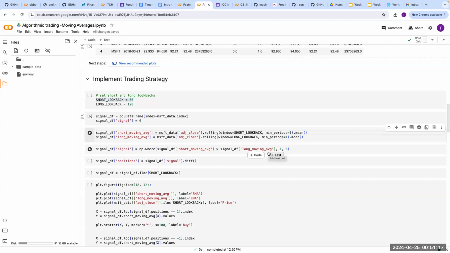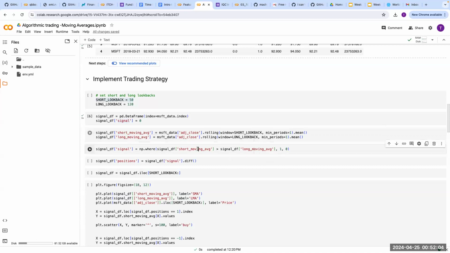Now there is another parameter here called min periods. So let me tell you. I think I noted here. So that is for points that, when you calculate the average, you're losing some points, right? It's starting a little ahead of what your first stock price date was. So min periods equal one ensures that if there are fewer than short look back or long look back data points, then it still calculates the average. So it still calculates whatever the average is before those points.